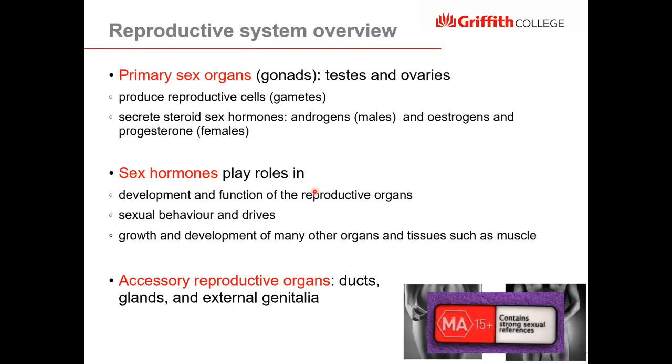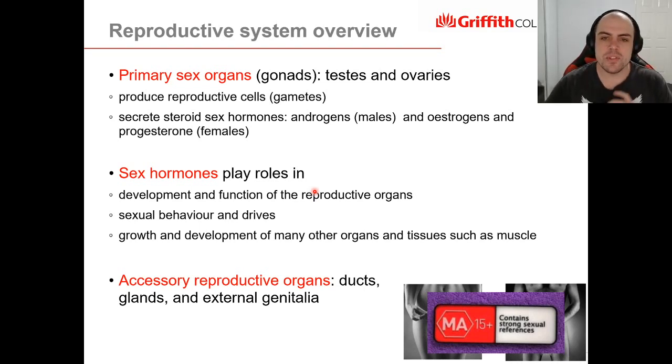So, looking at the reproductive system, where am I? Here I am. Okay, so looking at the reproductive system, we've got some primary sex organs. These are often misunderstood. So guys, the primary sex organs for males and females are the testes and the ovaries, respectively. It is not the penis and the vagina, okay? That is not the primary sex organs, because the purpose of our primary sex organs is to produce our gametes.